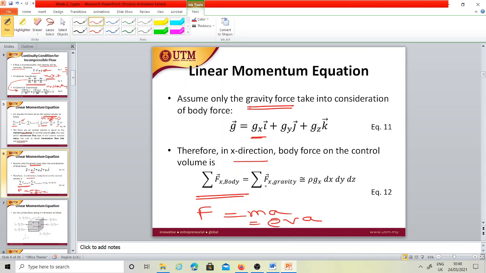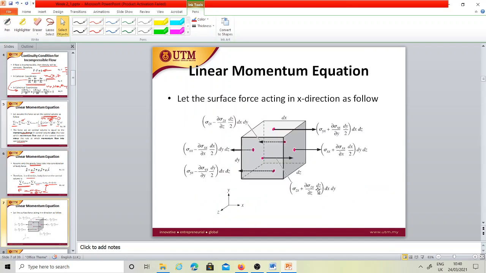So the body force in the x direction, due to the gravity, will be rho times the acceleration due to gravity, which we call gx, and for the volume we consider dx dy dz. This is the volume of the control volume. So that is your body force part.